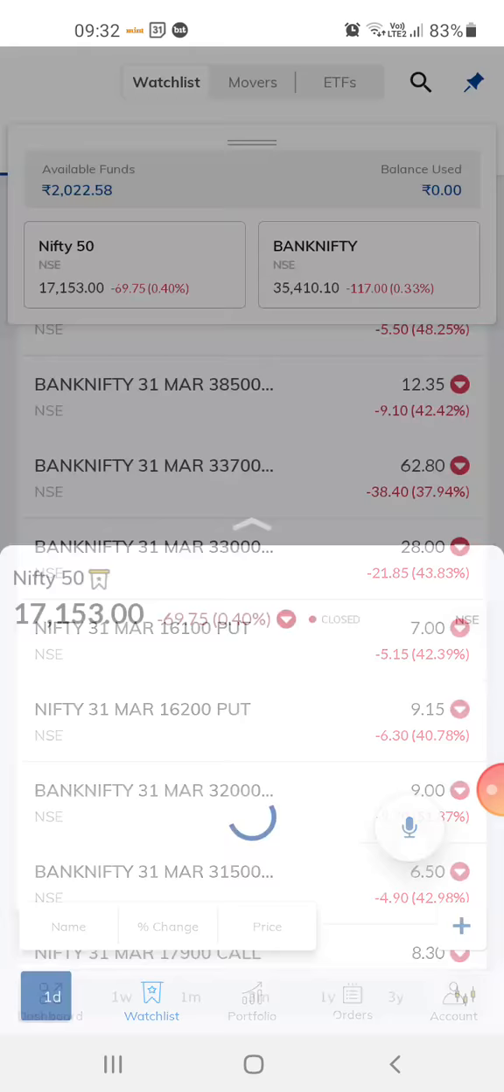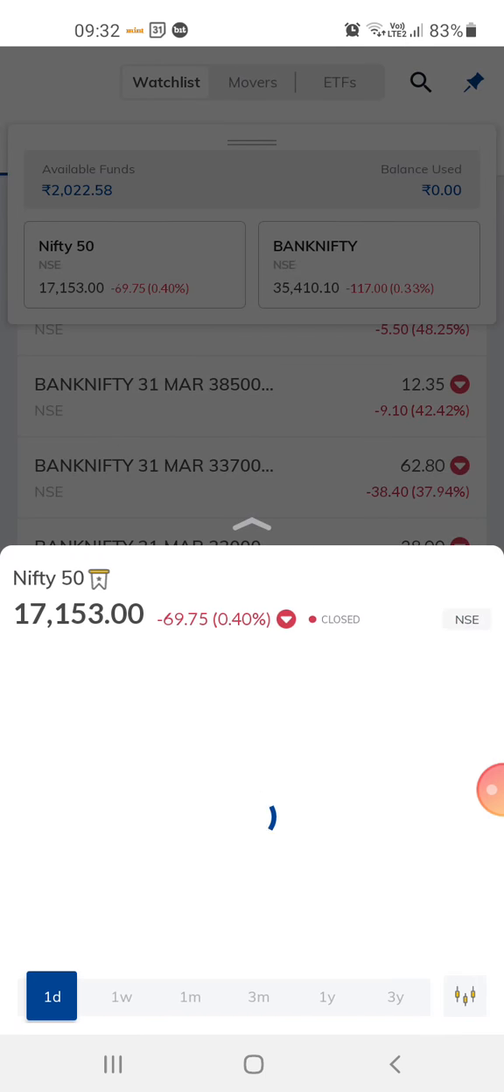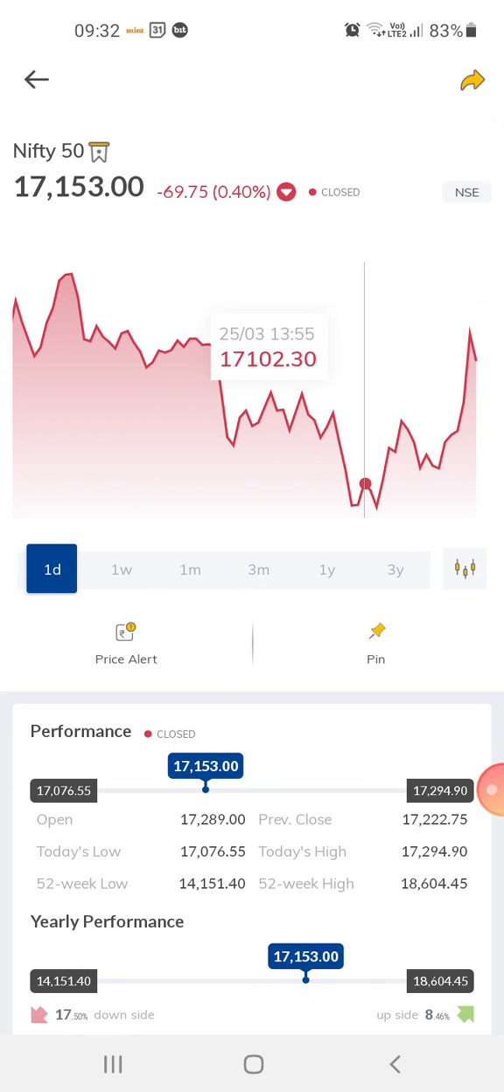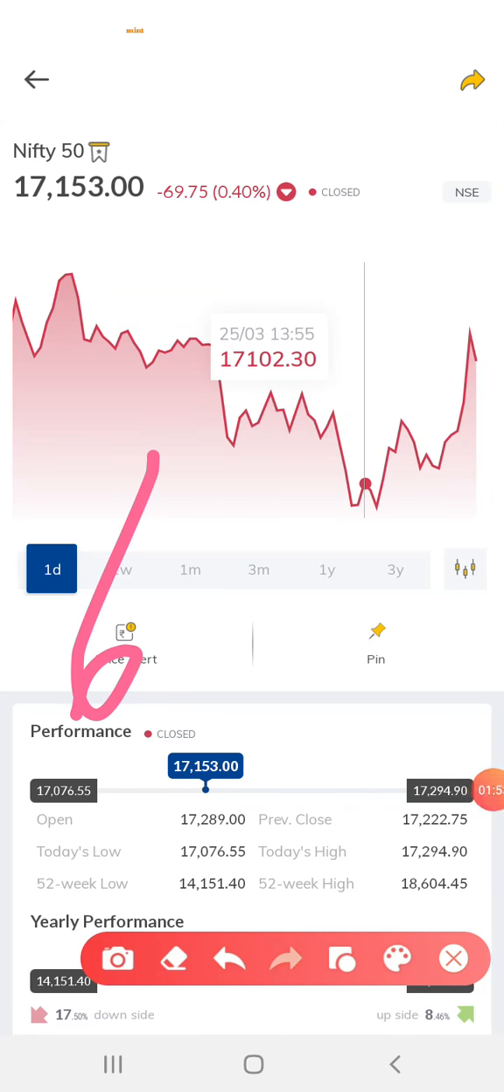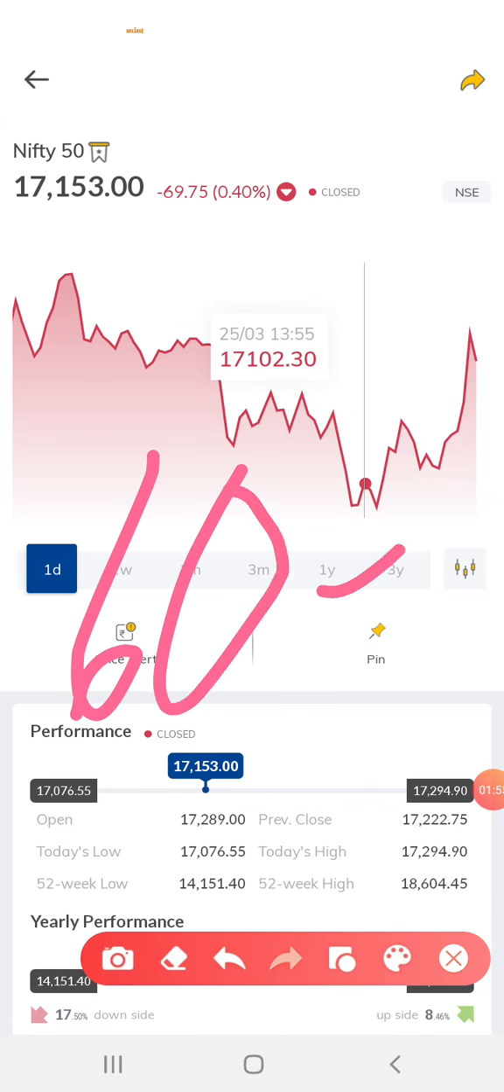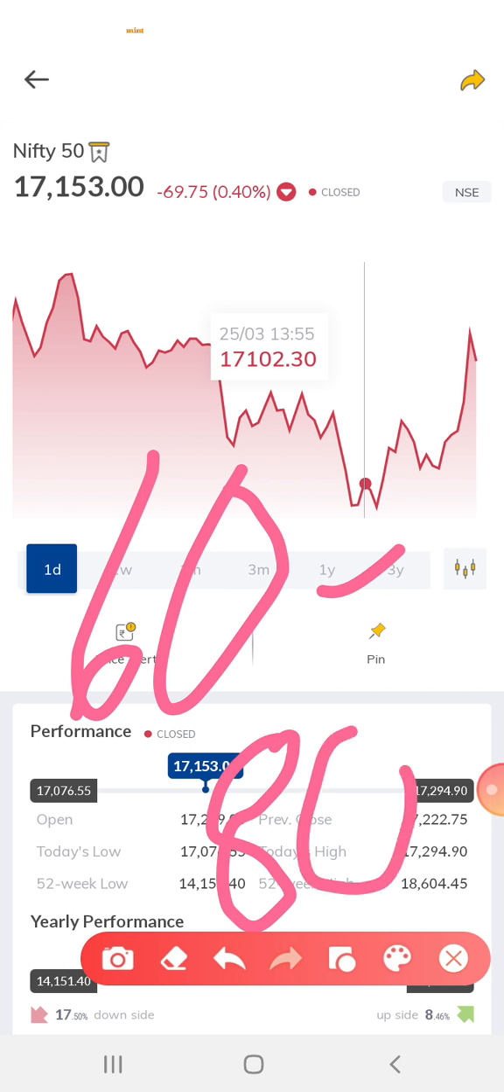If there is a movement in the call option, the movement is because of the index. So for an out of the money call option or put option, the index has to move by say 60 to 80 points minimum. Sometimes even in those 60 to 80 points it doesn't move.